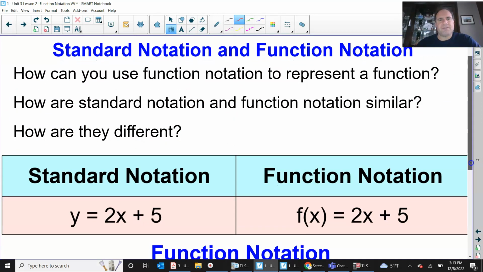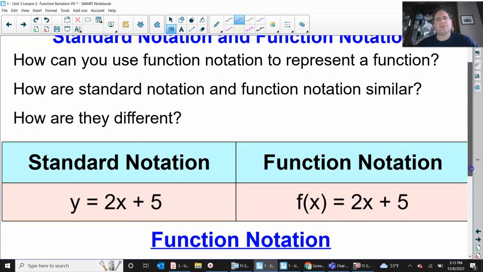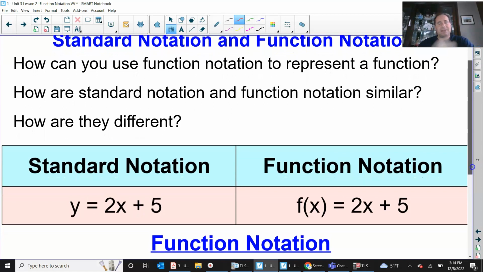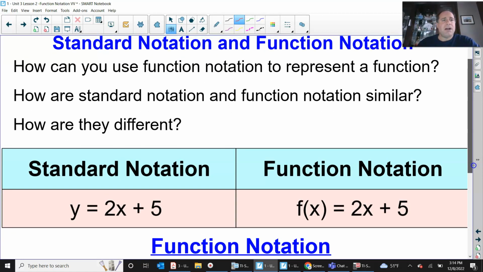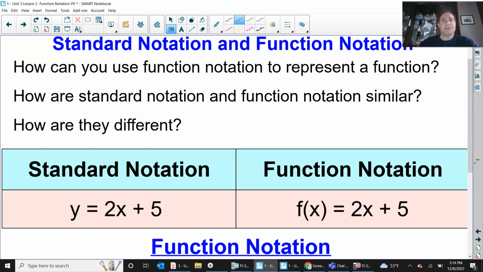Standard notation and function notation. How could you use function notation to represent a function? This is exactly how. How are standard notation and function notation similar, and how are they different? Well, here's standard notation. You have a y equals, this is the output. And here's the input.